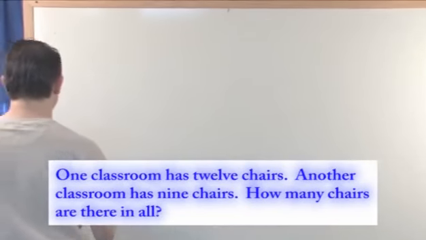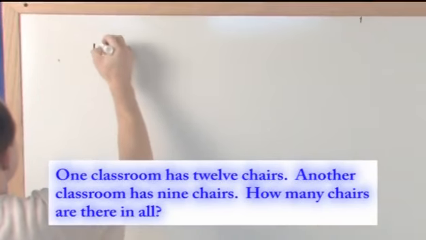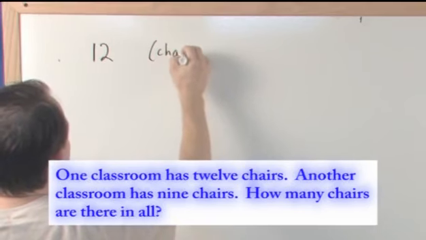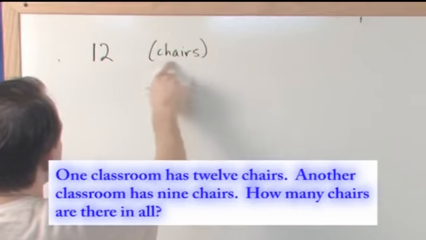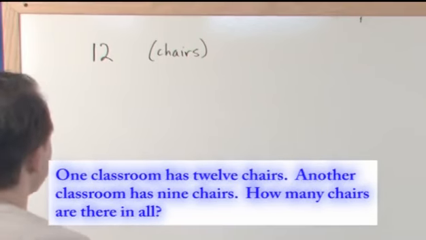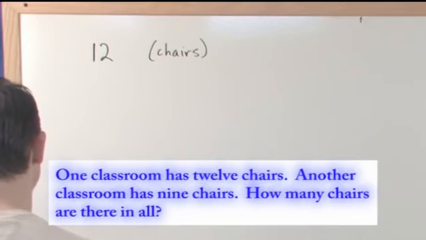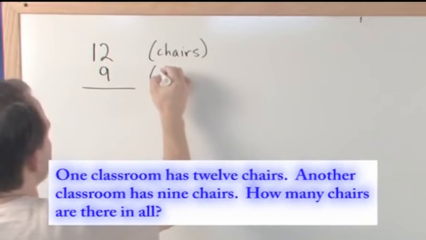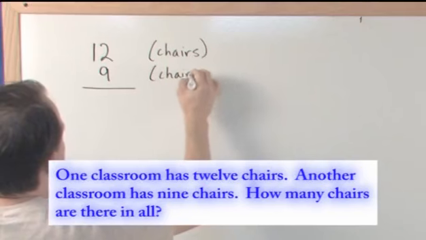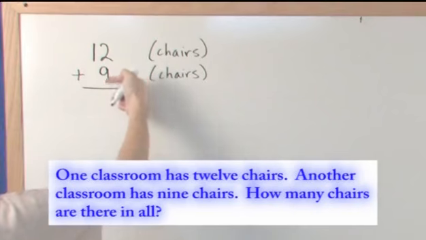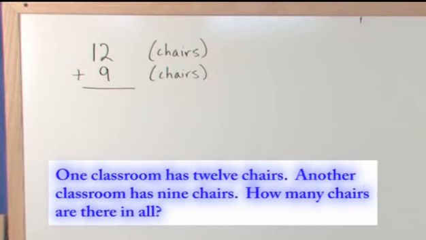So let's do that. One classroom has 12, and 12 what? We have 12 chairs. I want you to get in the habit of putting whatever it is you're adding or subtracting or multiplying or whatever it is together here so that you'll always remember what you're doing. You have 12 chairs there, and another classroom has 9 chairs. Okay? And you're going to add these together because this is one classroom's chairs and this is another classroom's chairs, and we want to find out how many there are all together. 12 chairs, 9 chairs, and we're adding them.